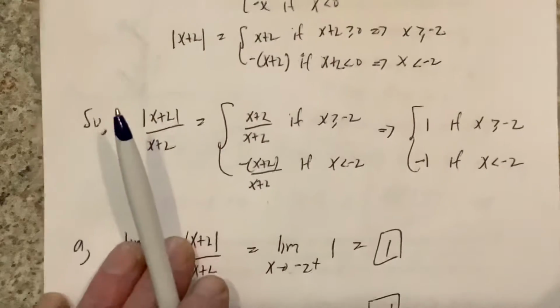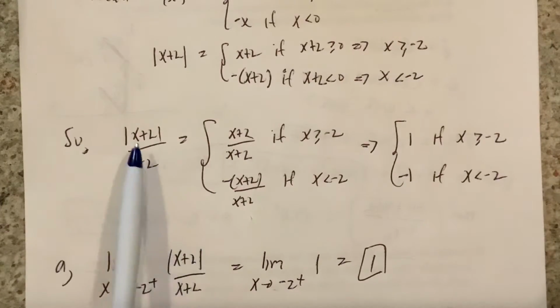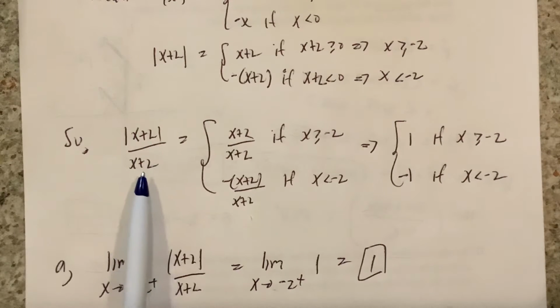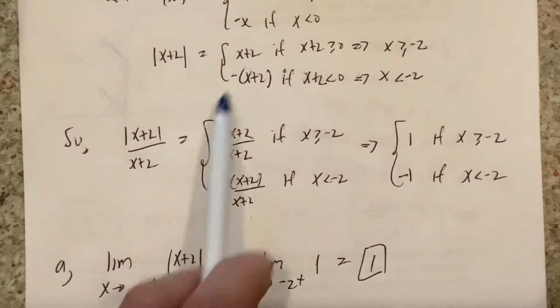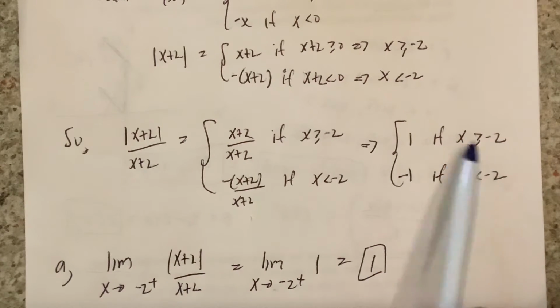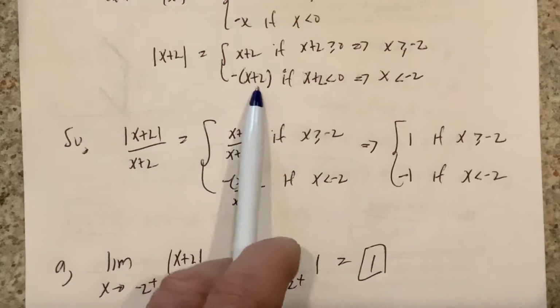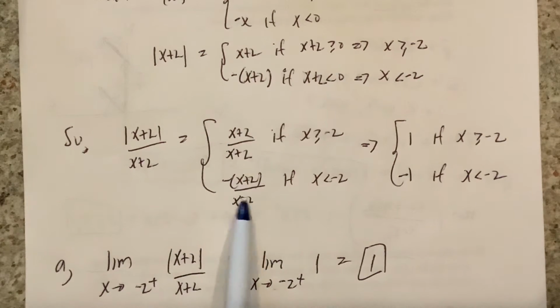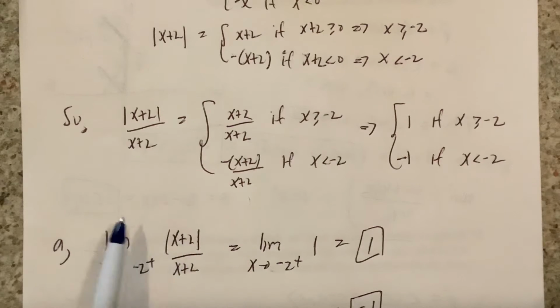Now, when you look at the limit, if you talk about this function now, if you divide by x plus 2, you can break that up too. It's going to be x plus 2 over x plus 2, which is just 1, if x is greater than or equal to negative 2. And if x is less than negative 2, this equals negative 1. So the key is to understand how to break it up into pieces, right?